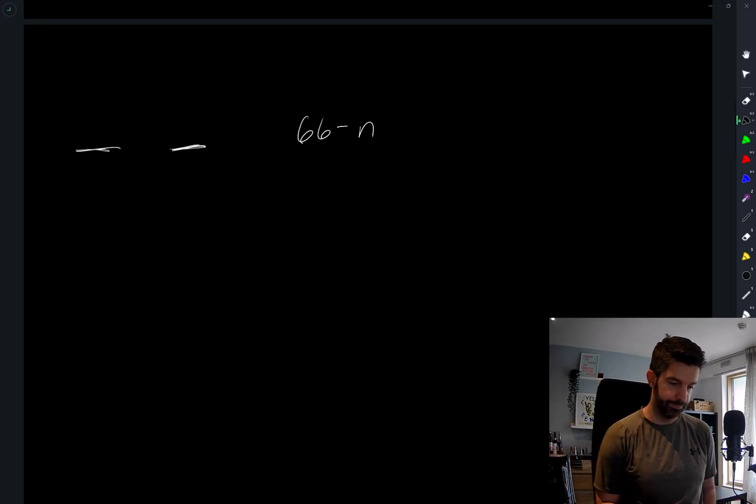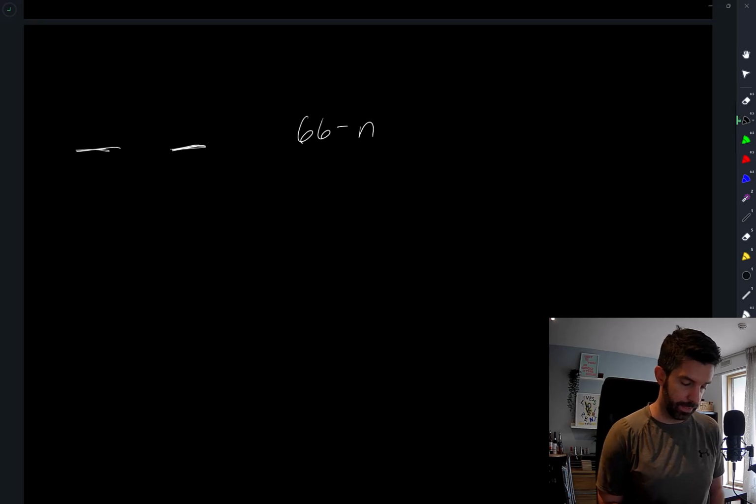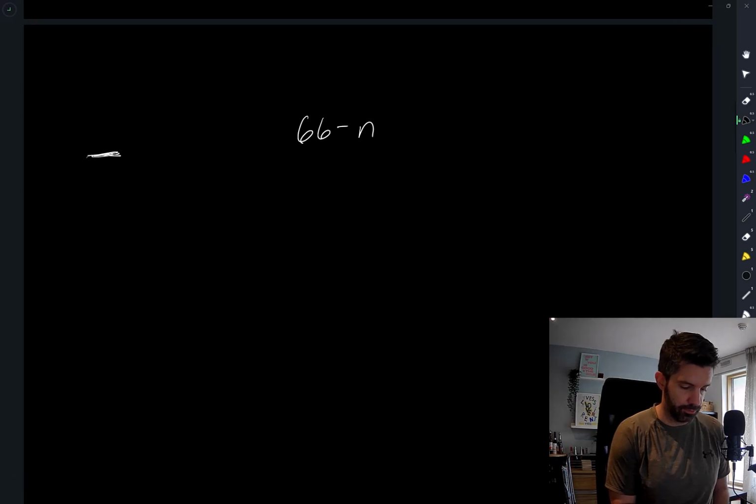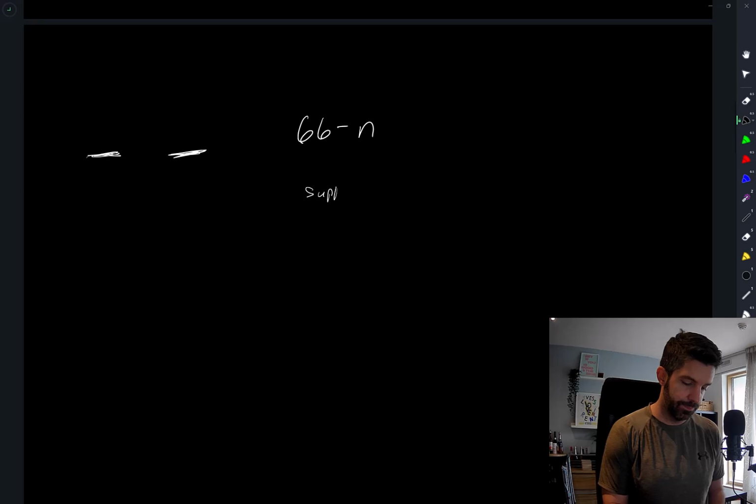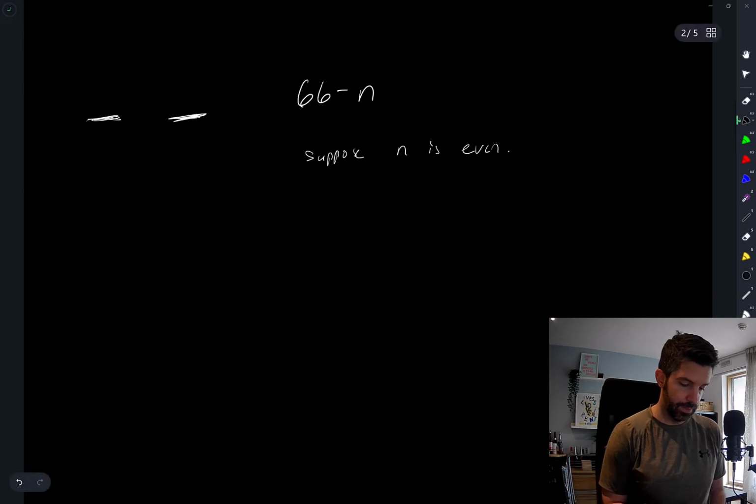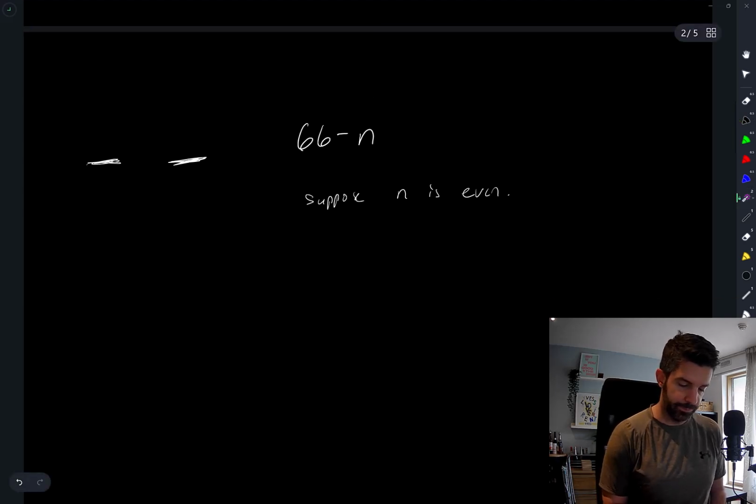Okay, so I have 2 piles, and now the number of coins is 66 minus n. How many ways can I do this? I'm going to think in a similar way. Now I have to break it up depending on whether n is even or odd. Suppose n is even. Then the largest number I can put there is 66. Let's call this m.